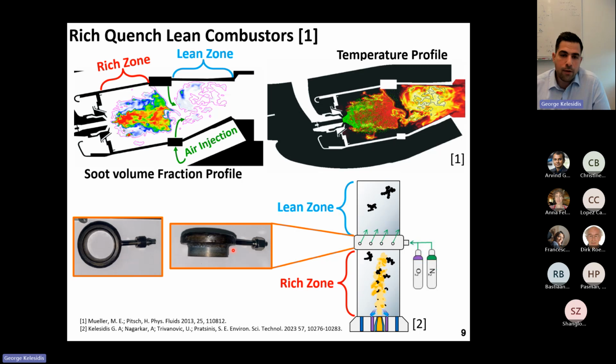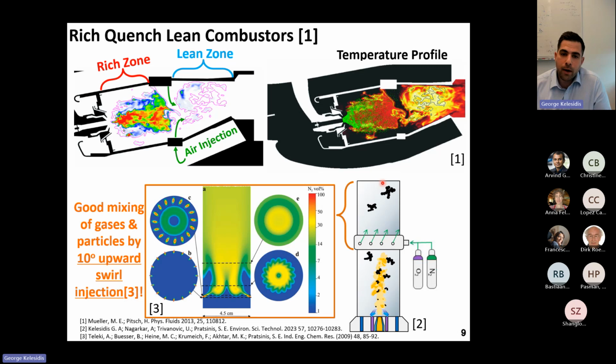This torus ring, as well as the lean zone of this enclosed spray combustor unit, have been optimized to ensure good mixing between gases and particles. In fact, this enclosed spray combustor unit has been used before to produce hermetically coated functional inorganic nanomaterials. But here we actually used this flame reactor to produce aircraft-like soot nanoparticles.